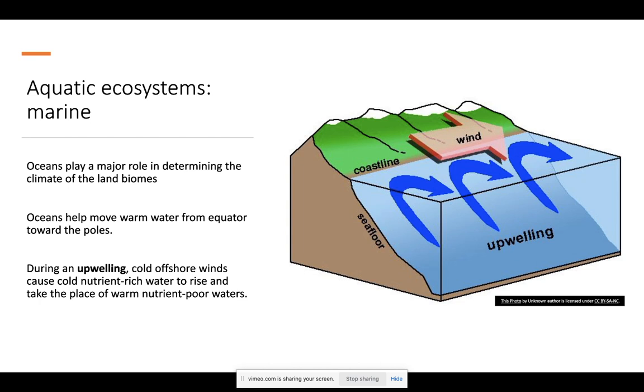This is when cold offshore winds cause nutrient-rich water to rise and take the place of warm, nutrient-poor water. So this is just a mixing of water, with wind blowing along the coastline, as you can see here on the right hand side. This is causing the cold water, which is rich in nutrients, to replace this warm water that is poor in nutrients.